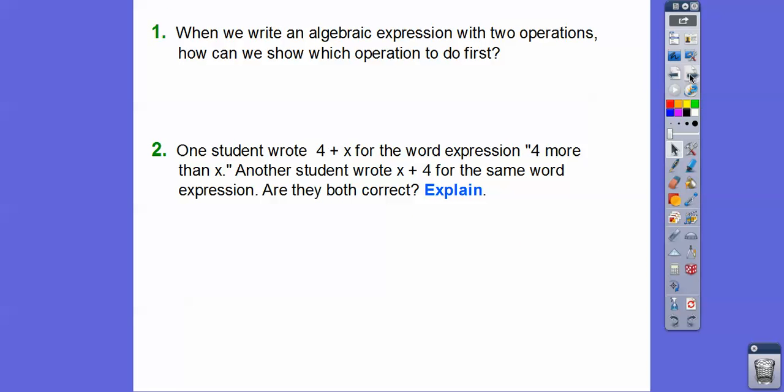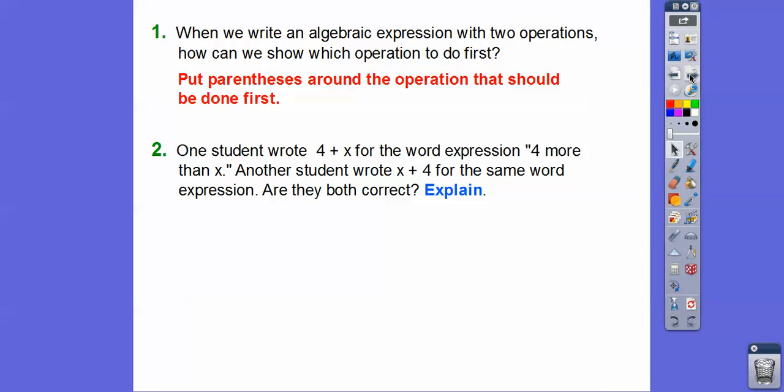So when we write an algebraic expression with two operations, how can we show which operation to do first? Well, that's easy. We just put parentheses around the operation that we want done first. All right, so one student wrote 4 plus x for the word expression 4 more than x, and another student wrote x plus 4 for the same expression. Are they both correct? And explain.